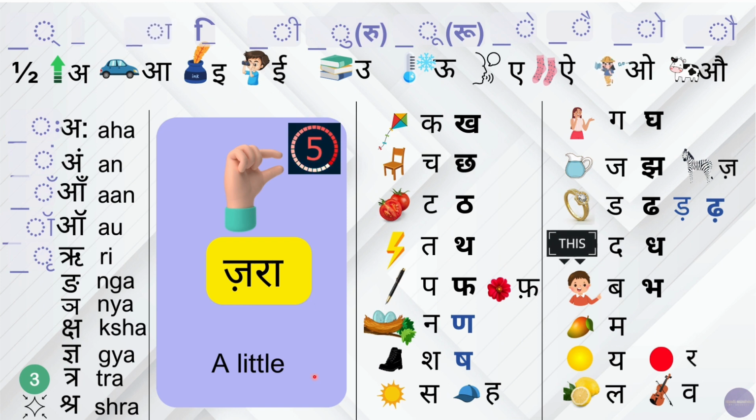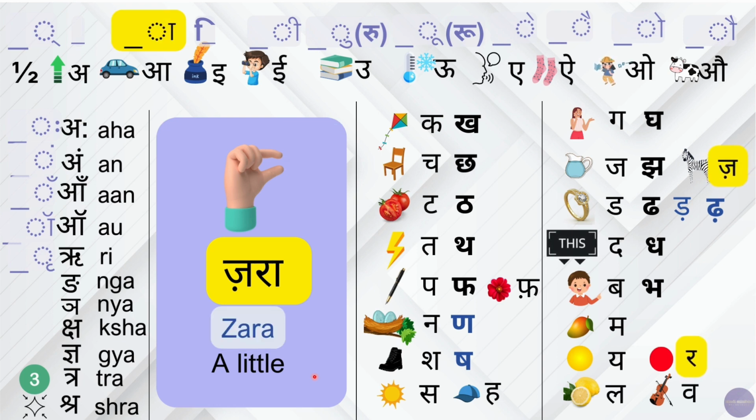This word means a little. Z as in zebra plus R as in red, and when we have the add-on symbol A to R, we get the sound Ra. So this word sound is zara. Zara. Next word.